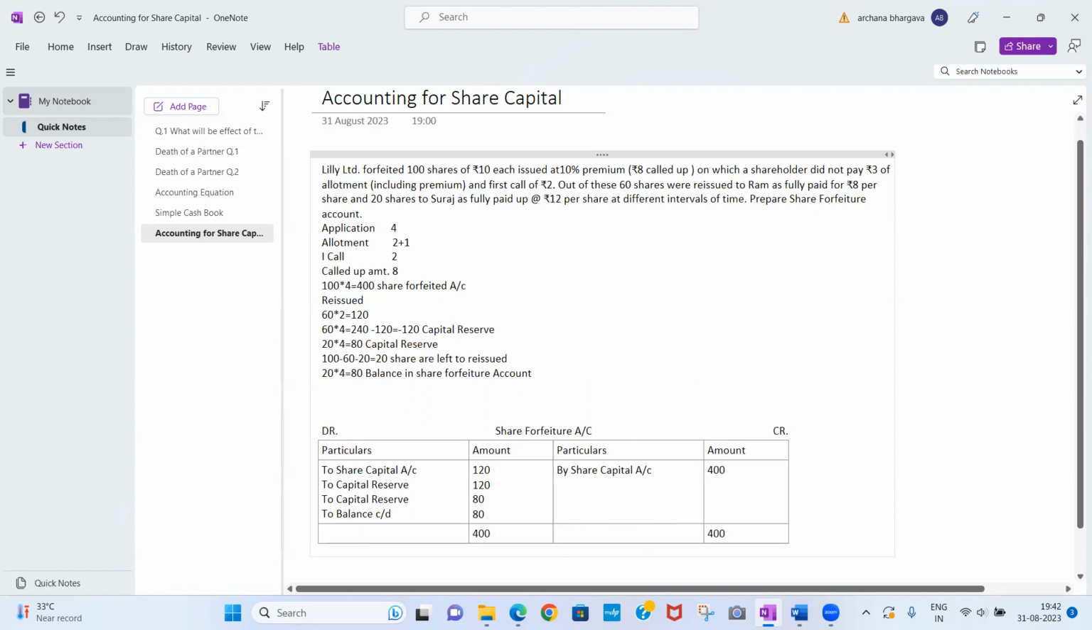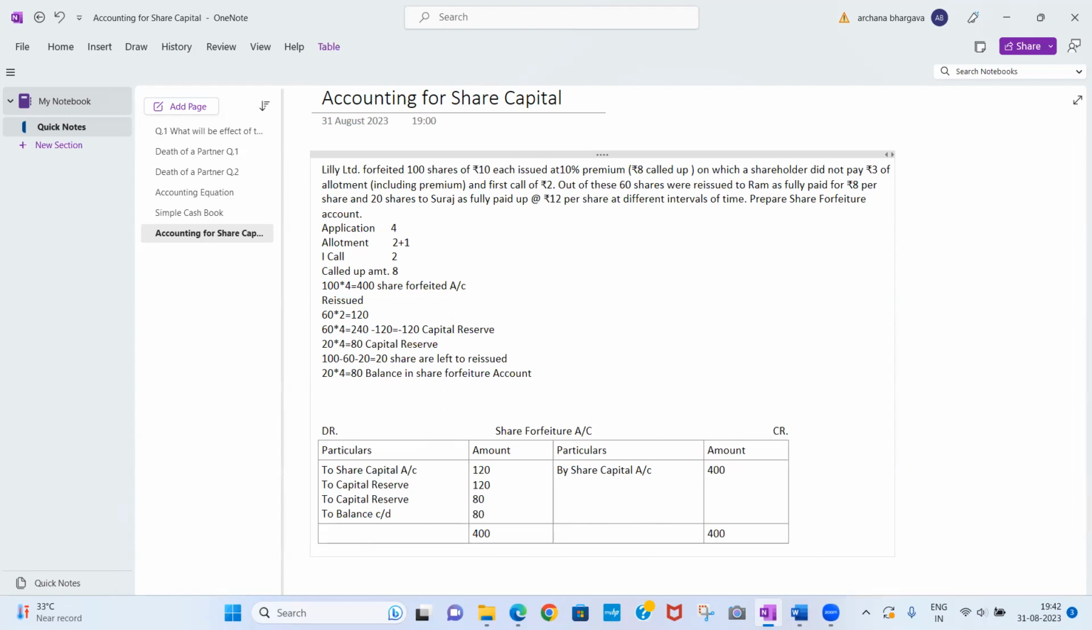These simple questions can come for 4 marks. Definitely this question can come for 4 marks in your exam. So you need to practice these kinds of short questions. I hope you understood the question.